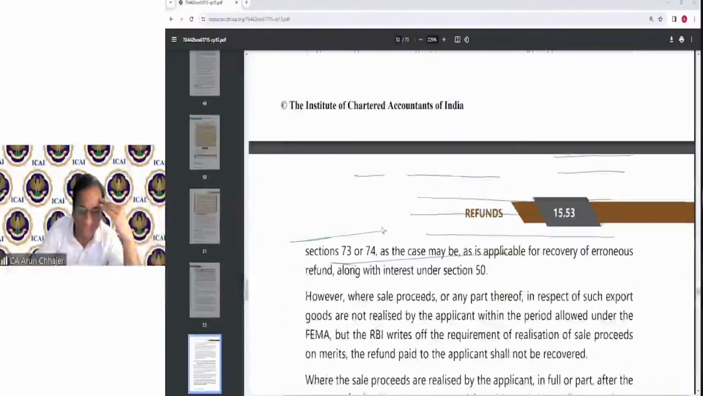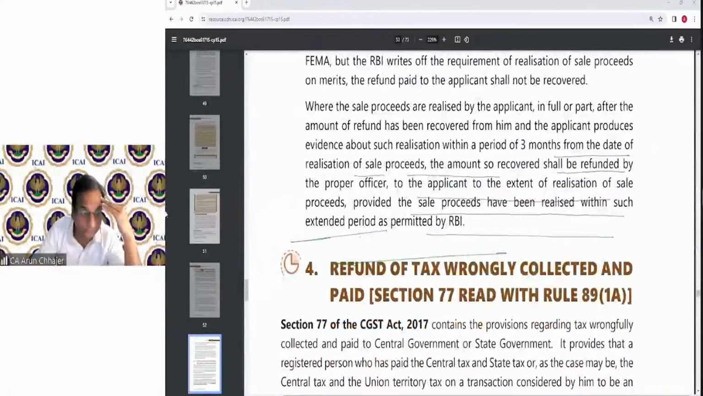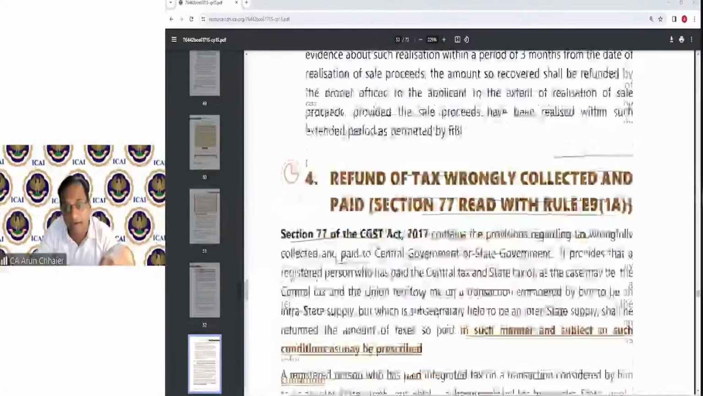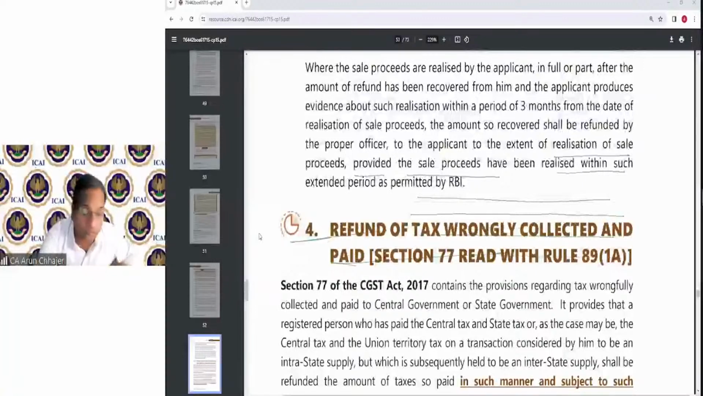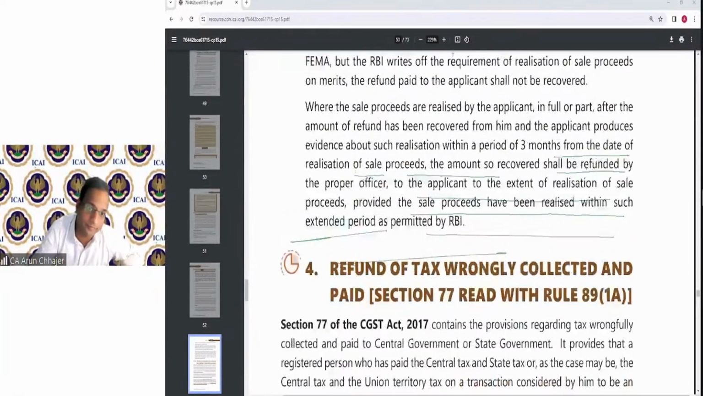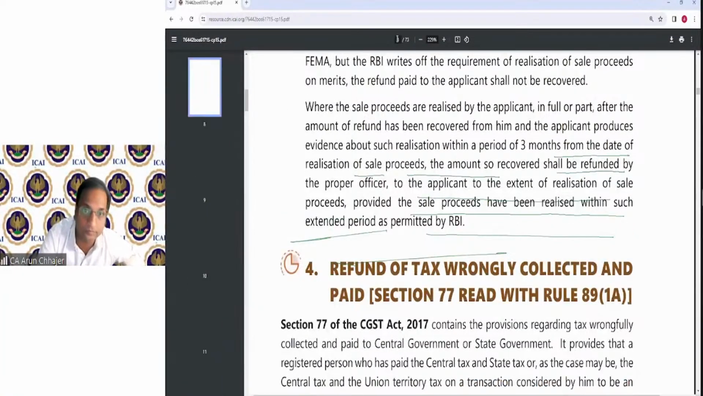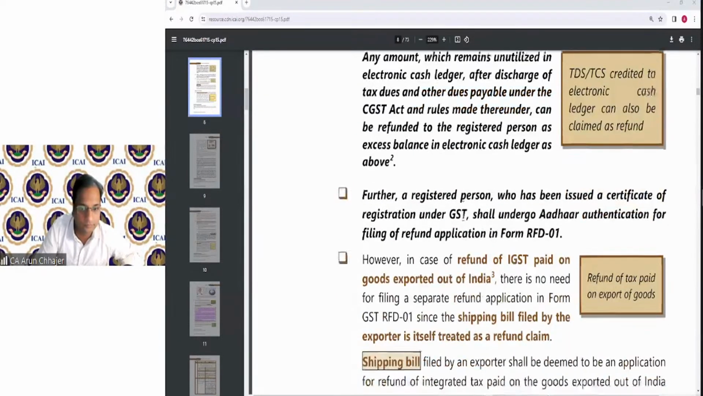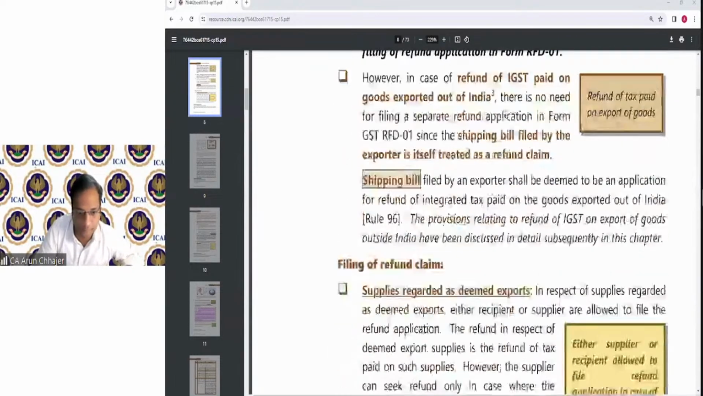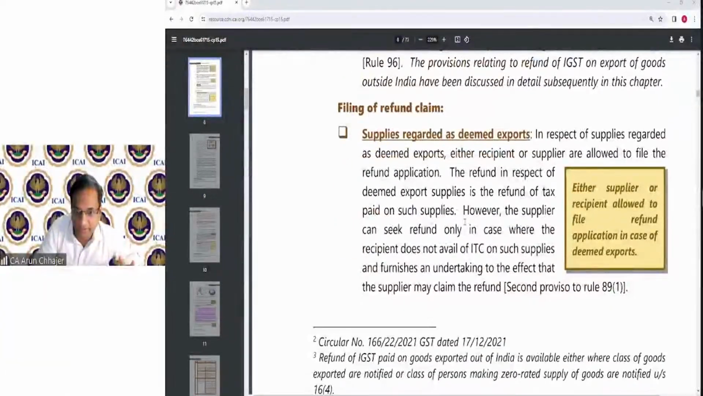ठीक है, आप एक बार रीड कर लेना, you will find this particular point. Now this part we will discuss in the next class. ठीक है, from refund of tax wrongly collected paid we will discuss. Let me go to the top. Filing of the refund application, supply regarded as deemed export.